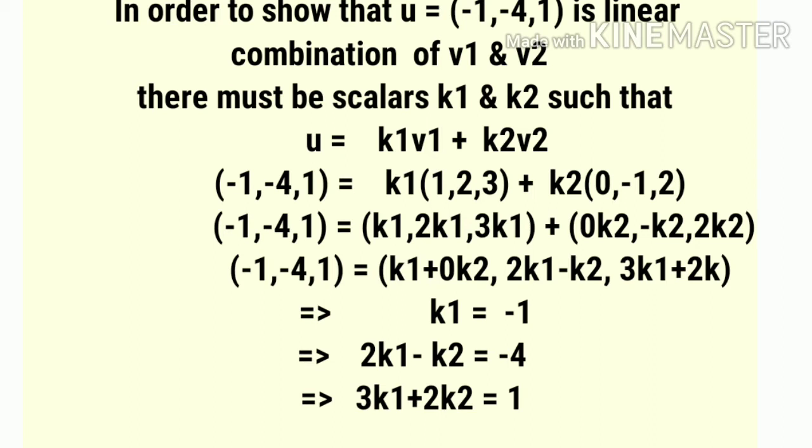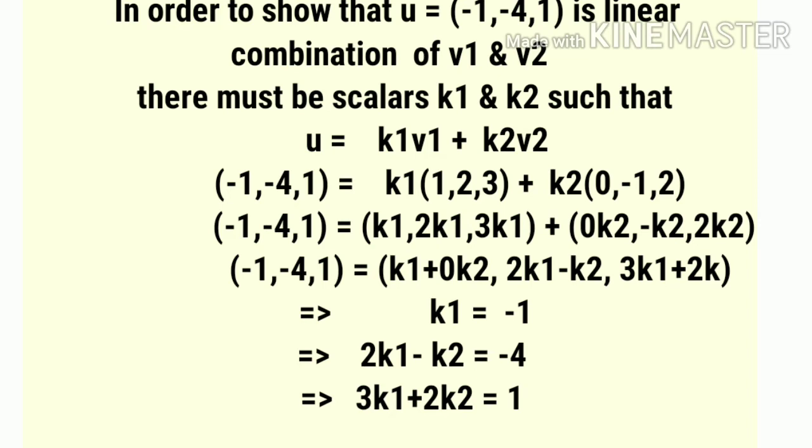Multiply by scalar k1 to vector v1. So, we get k1 into 1 is k1, 2 into k1 is 2k1, 3 into k1 is 3k1, plus multiply by scalar k2 to v2 vector. We get 0 into k2 is 0k2, -1 into k2 is -k2, 2 into k2 is 2k2. Then addition of these vectors, we get k1 plus 0k2, 2k1 minus k2, 3k1 plus 2k2. Comparing left hand side and right hand side, we get k1 is equal to -1, 2k1 minus k2 is equal to -4, 3k1 plus 2k2 is equal to 1.